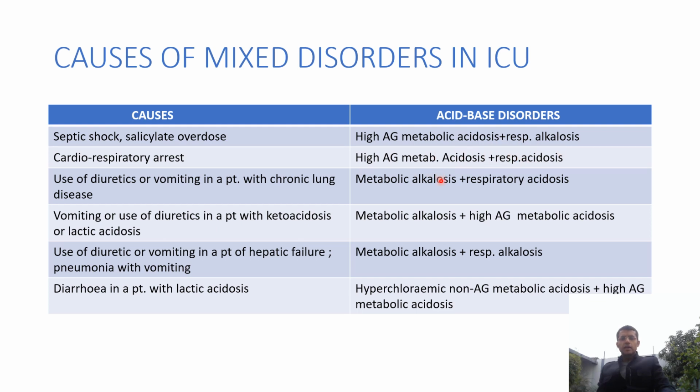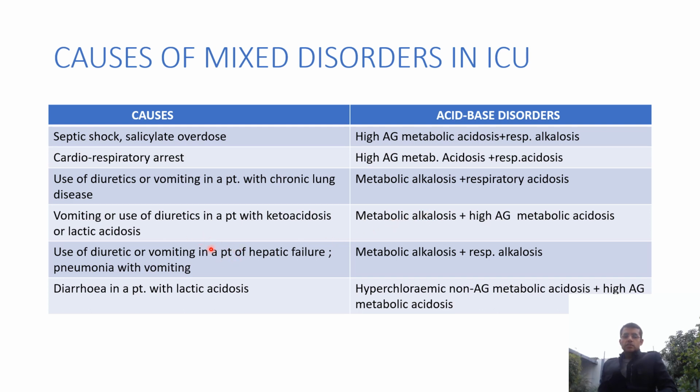So there will be high anion gap metabolic acidosis plus respiratory acidosis. You are having so much use of diuretics in ICU, vomiting in patients coming to ICU. So with chronic lung disease, diuretics, vomiting, these are two of the most common causes of metabolic alkalosis. So metabolic alkalosis plus respiratory acidosis due to a chronic lung disease. So these are mixed disorders, what we were talking about in the previous slide.